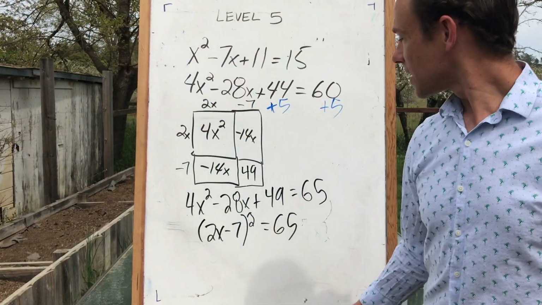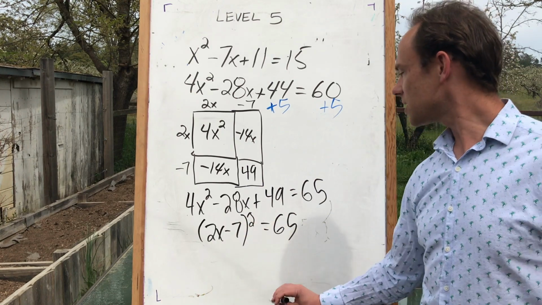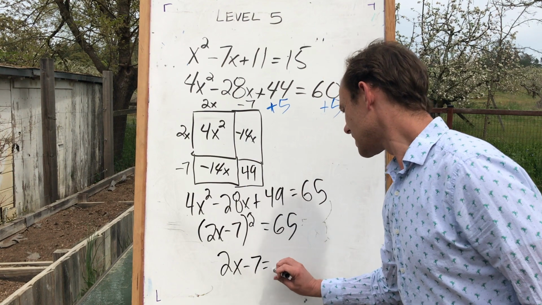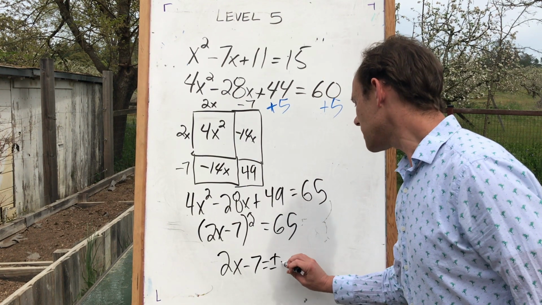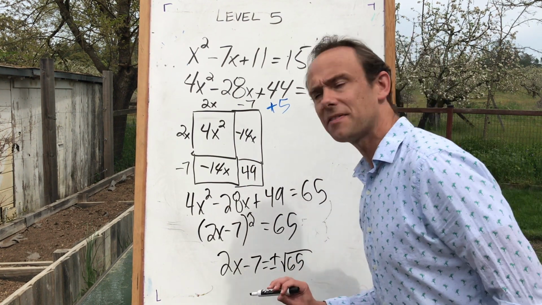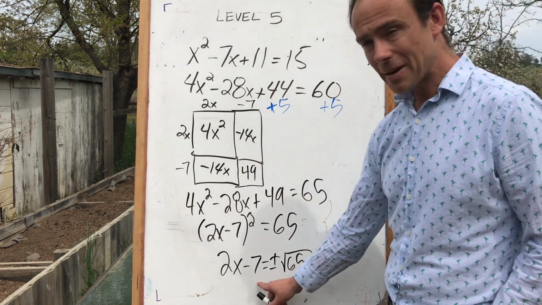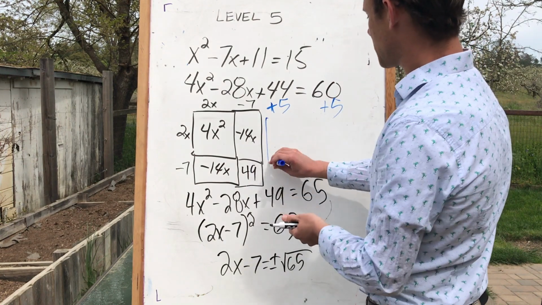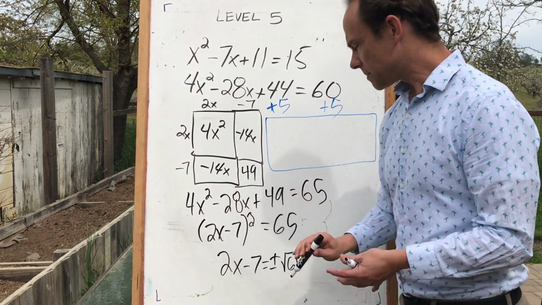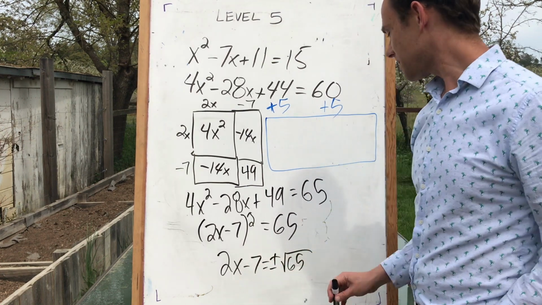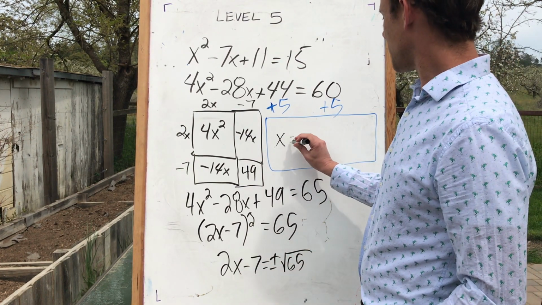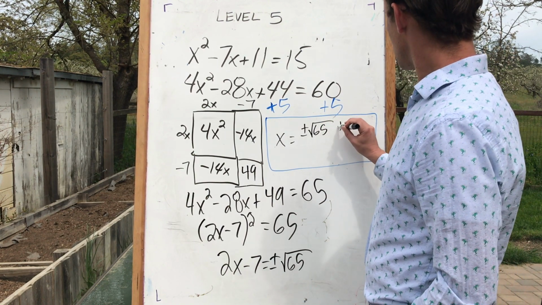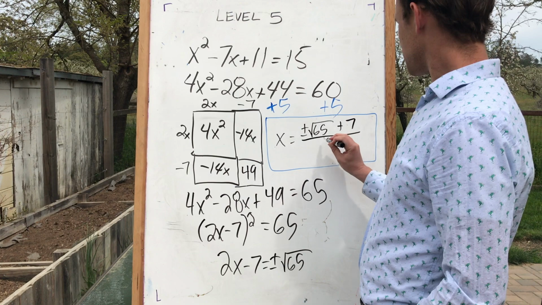Really, really brilliant. Now, something squared is 65, so that something is equal to plus or minus the square root of 65. Because I think I'm at the bottom of the screen, I can't actually tell. I'm going to finish the answer right here by adding 7 and then dividing by 2.